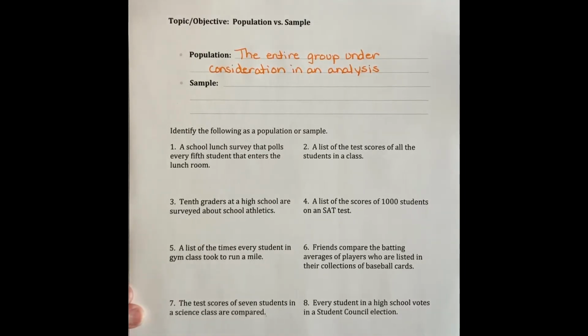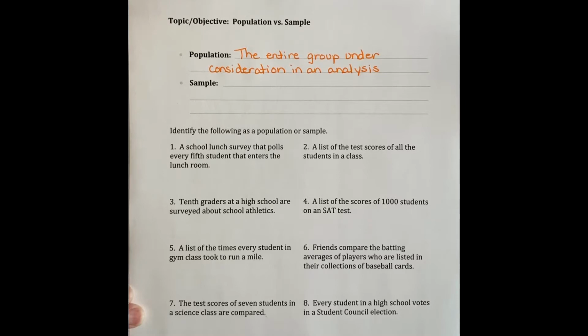A population is the entire group under consideration in an analysis. The best example I can give you of a population is the U.S. Census that we take every 10 years, because the census takers attempt to get every single person that lives in the United States.